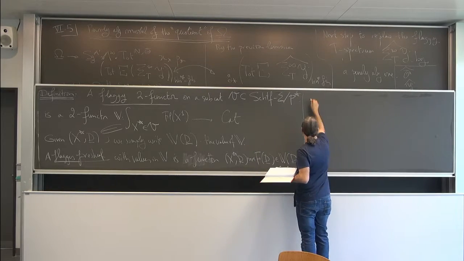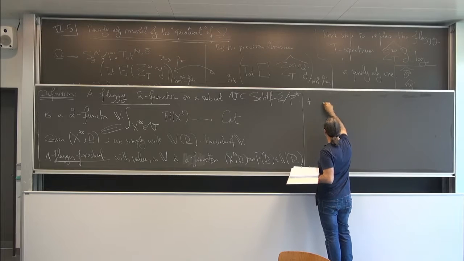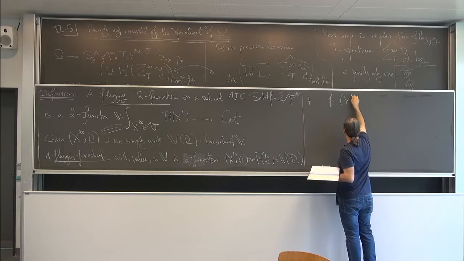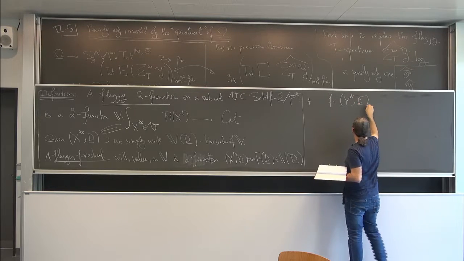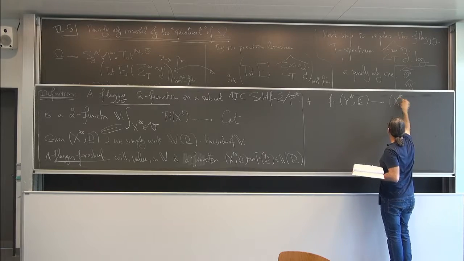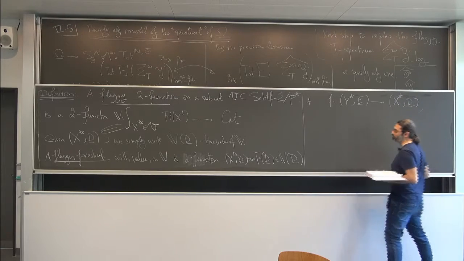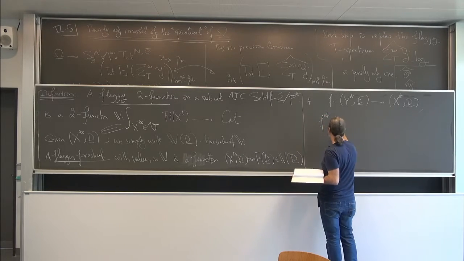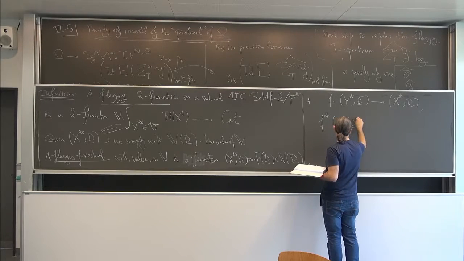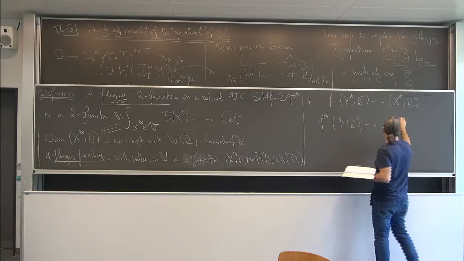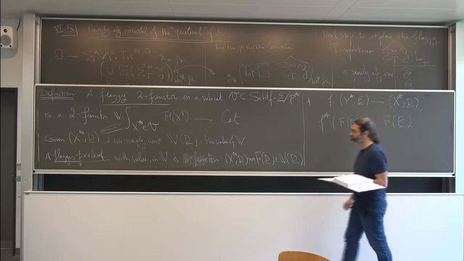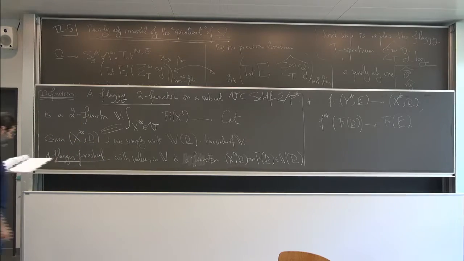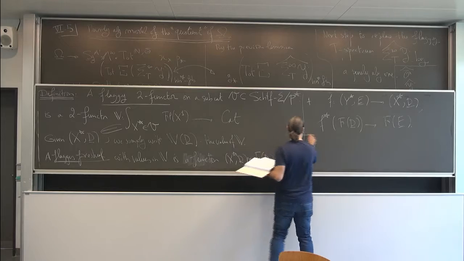Plus, whenever you have a map, an arrow from, say, y star, you get an induced pullback map from the inverse image of FD to FD. And this is what a presheaf with value in a two-functor is. Okay, so we will be dealing with things of this kind.